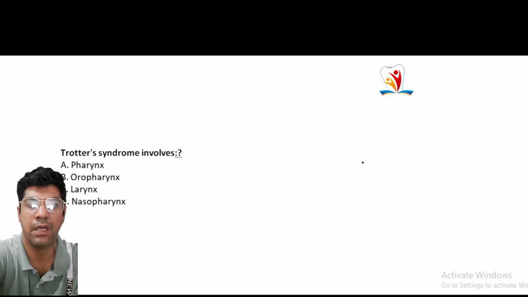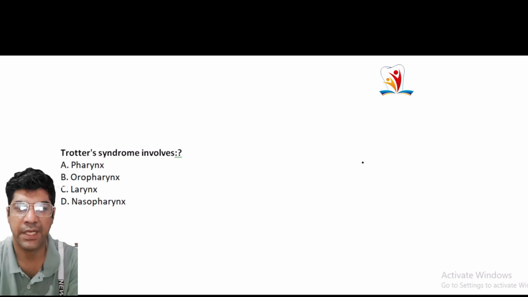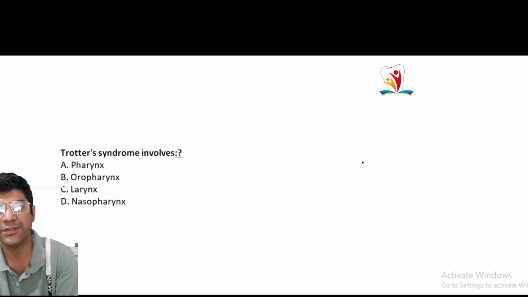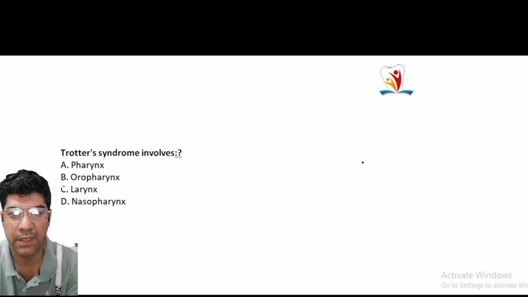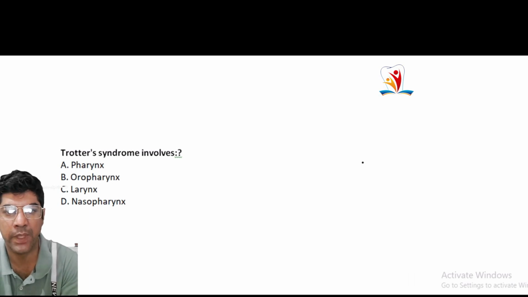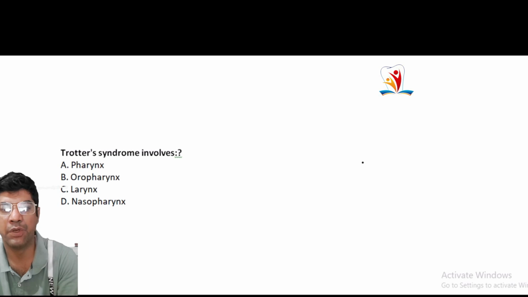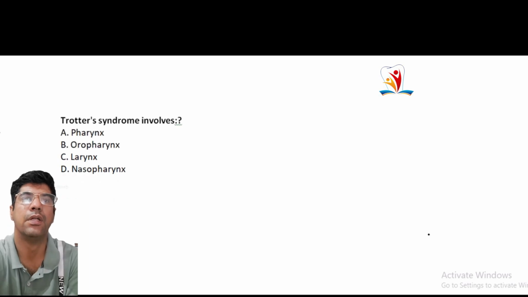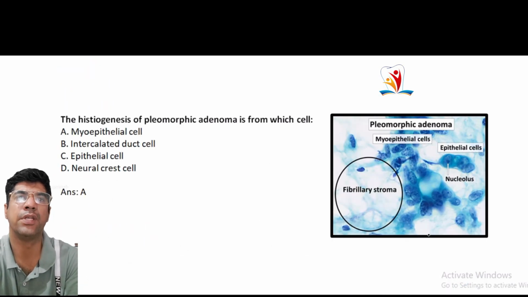Trotter syndrome involves the nasopharynx. So Trotter syndrome is caused by a nasopharyngeal tumor. The patient will have symptoms like pain in the lower jaw and tongue, associated with middle ear deficiency. The cause of pain is due to involvement of the mandibular nerve at the foramen ovale. So Trotter syndrome involves the nasopharynx.